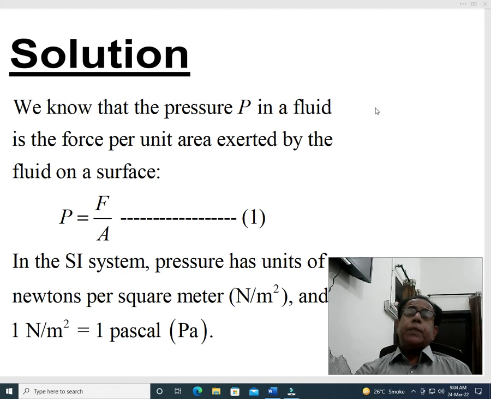We know that the pressure P in a fluid is the force per unit area exerted by the fluid on a surface, that is P equal to F over A. This is equation number 1.